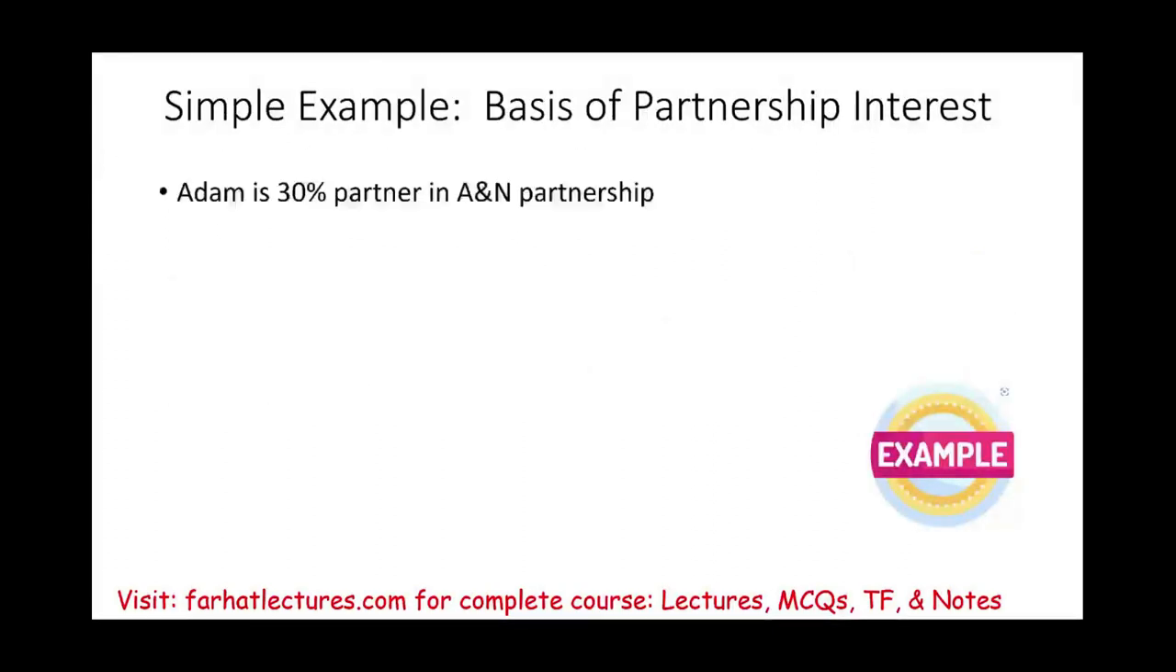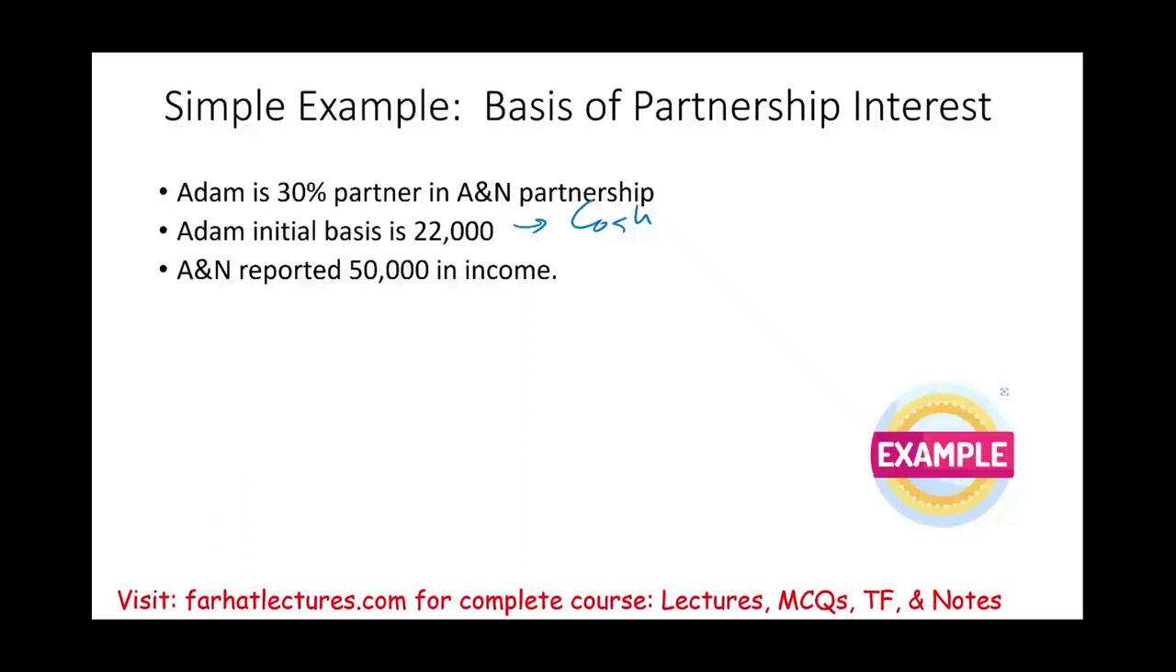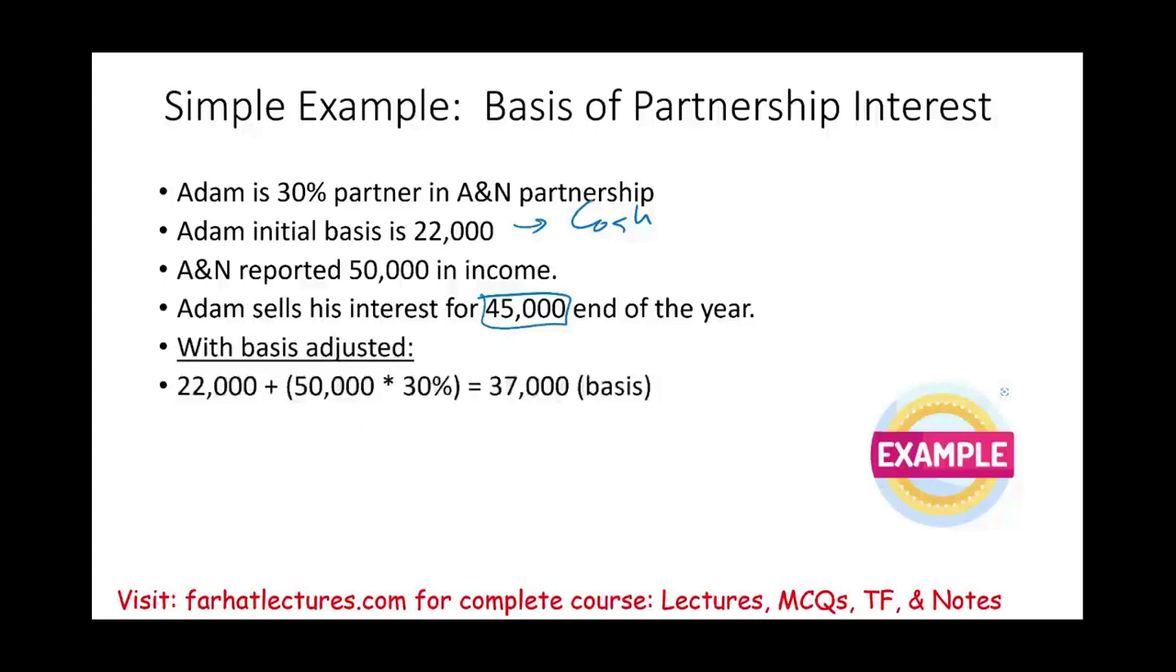Let's assume Adam is a 30% partner in A&N partnership. Adam initially invested $22,000 in cash. That's Adam's initial investment. The partnership reported $50,000 in income. And at the end of the year, Adam sells his interest for $45,000. Now let's work the example, assuming Adam adjusted his basis properly. What is Adam's basis by the time he sold his partnership? Well, he started with $22,000 cash. Then the partnership made $50,000 in income. Adam's share of this income is 30%. It means Adam's share is $15,000.